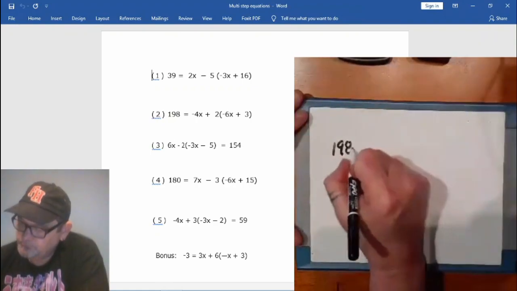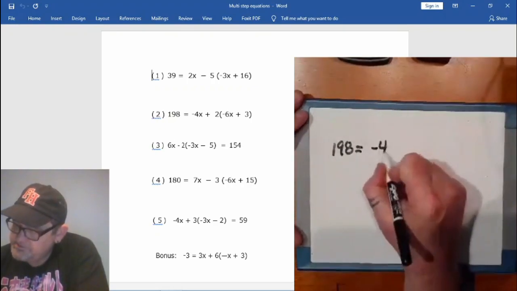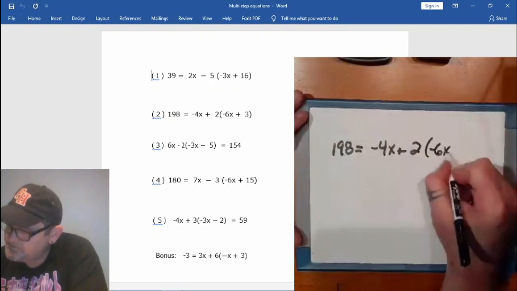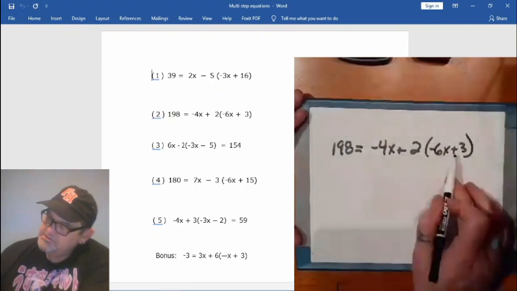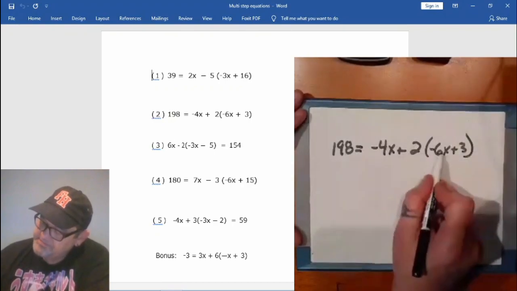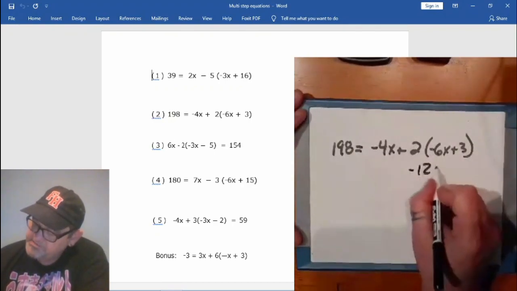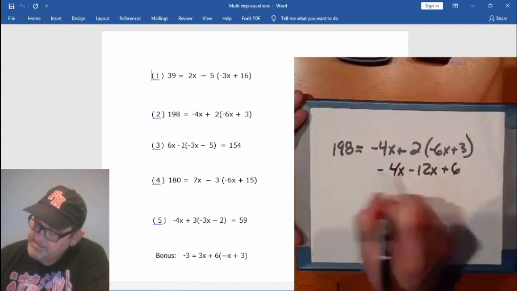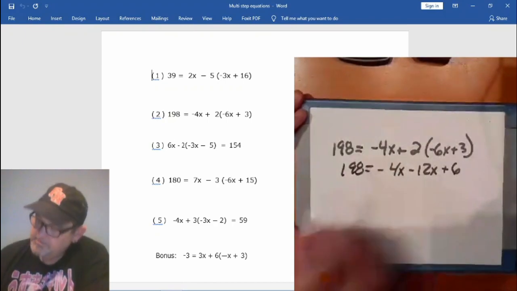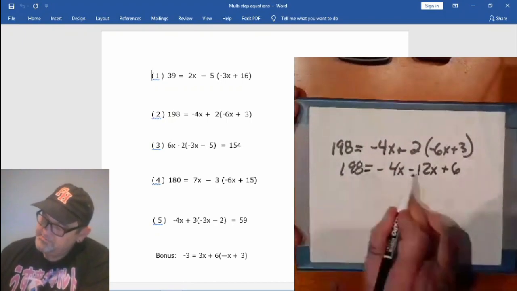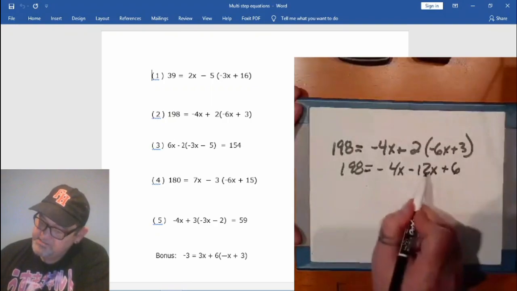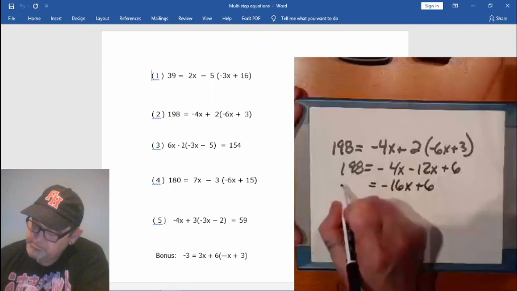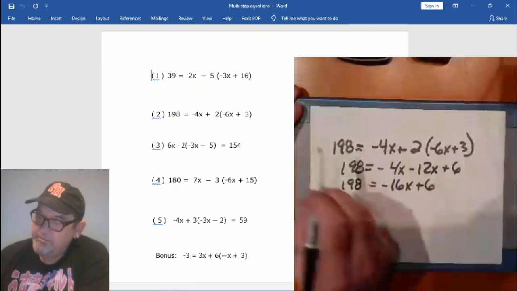Number 2: 198 equals negative 4x plus 2 times negative 6x plus 3. All right? Distribution. Positive 2 this time times negative 6x is negative 12x. 2 times 3 is positive 6. I can bring the other stuff down because I didn't use it. And now step 2, combine like terms. Negative 4 minus 12 more is negative 16x, plus 6 equals 198. Now I'm at a two-step.